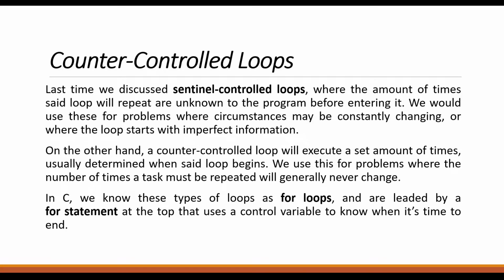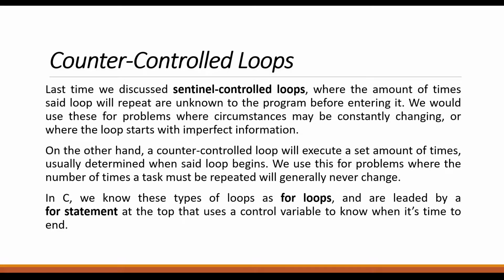Last time we discussed sentinel control loops, where the number of times the loop will repeat is unknown to the program before entering it. We would use this for problems where circumstances may be constantly changing or where the loop starts with imperfect information. On the other hand, a counter-control loop will execute a set number of times, usually determined when the loop begins. We use this for problems where the number of times the task will be repeated will generally never change while it's running.